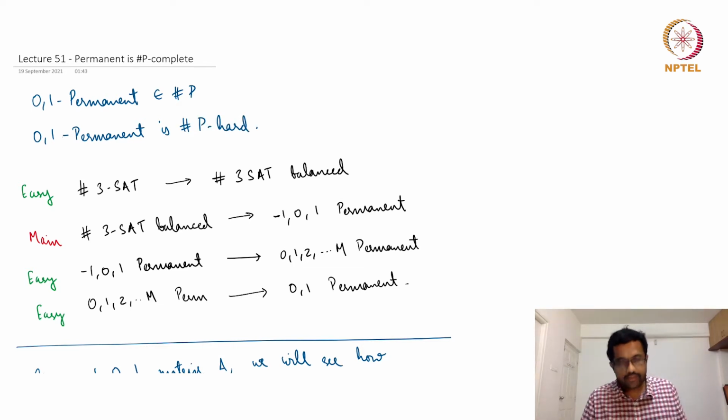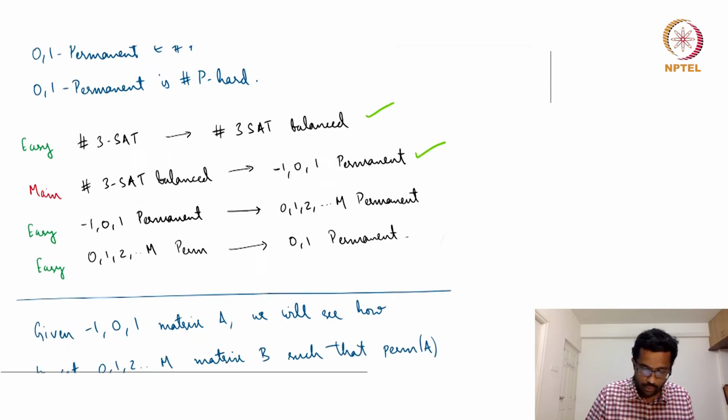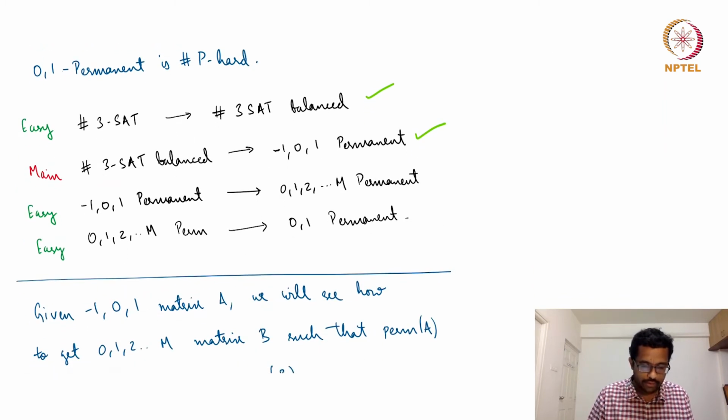This is a rather long proof, and we said that we will follow 4 steps, and the first 2 steps we completed. We reduced #3SAT to #3SAT balanced, and then #3SAT balanced to -1,0,1 permanent. What remains is to show that -1,0,1 permanent reduces to 0,1 permanent. Actually it's 2 steps.